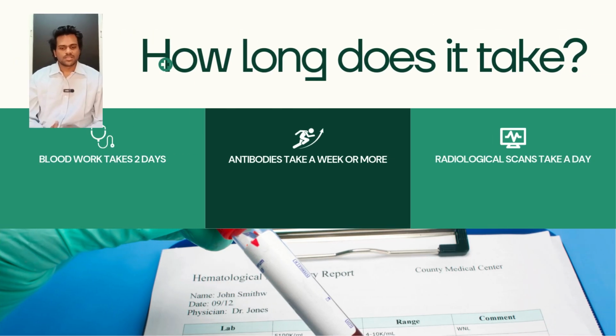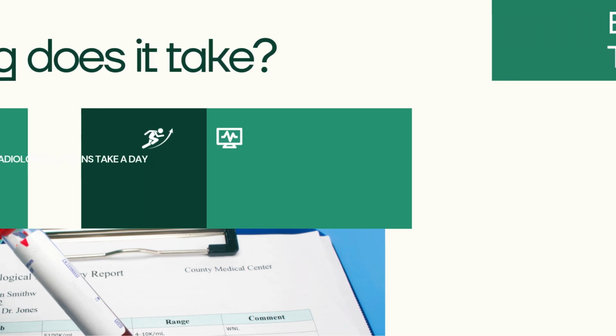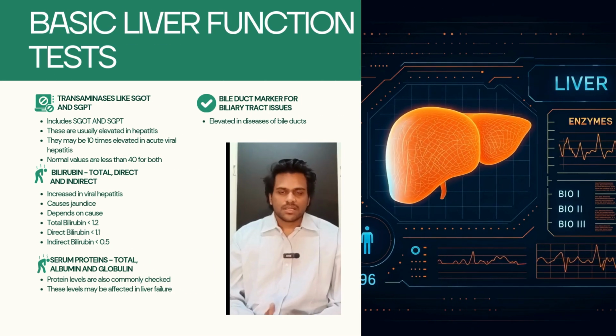How long do the results take to come back? Well, for the blood tests, most of them you'll have the results on the same day. Some of the antibody tests, especially for autoimmune hepatitis, can take a long time, sometimes 10 to 15 days. And most of the radiological scans like the USG as well as the fibroelastography, you'll have the report on the same day itself.